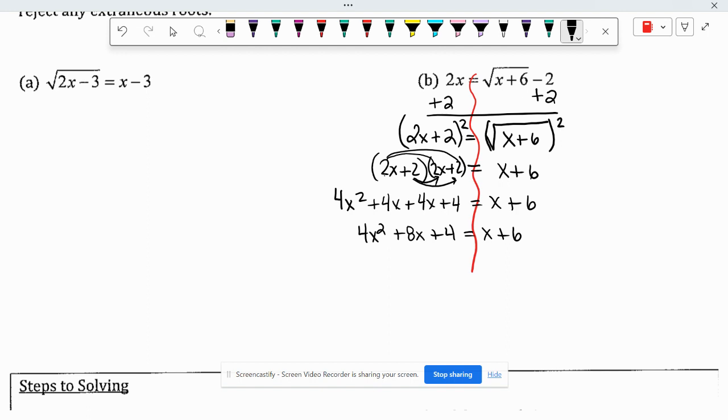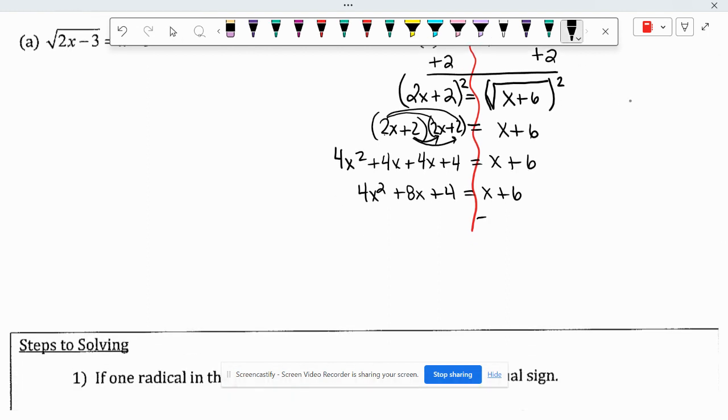It's a quadratic. I have to set it equal to 0. Subtract x from both sides. And what else? And minus 6 from both sides. 4x squared, 8x minus 1x is a positive 7x, 4 minus 6 is a negative 2, equals 0.